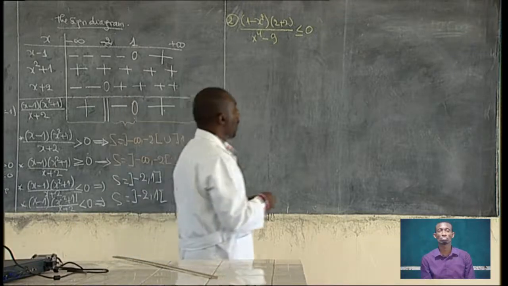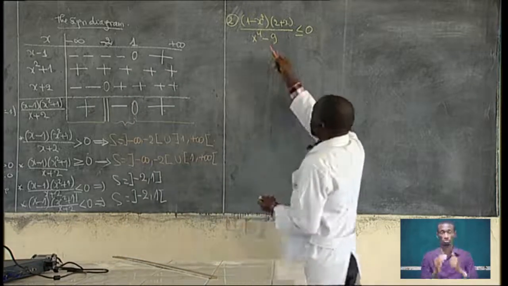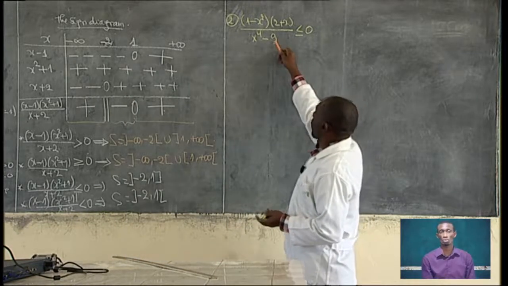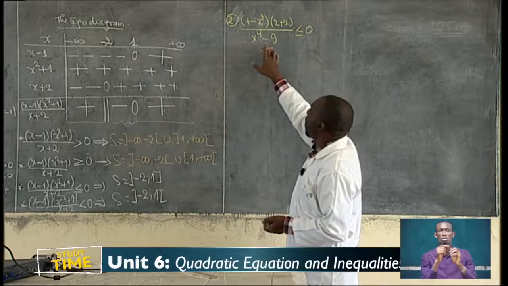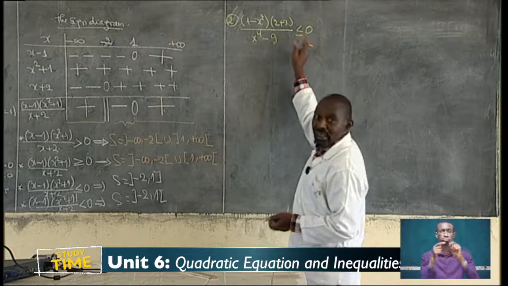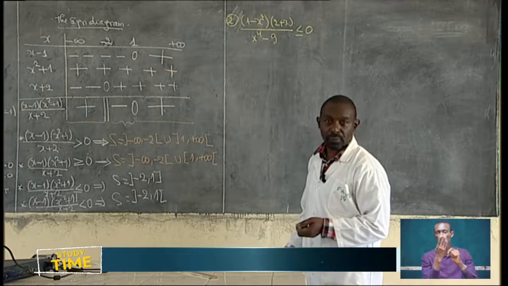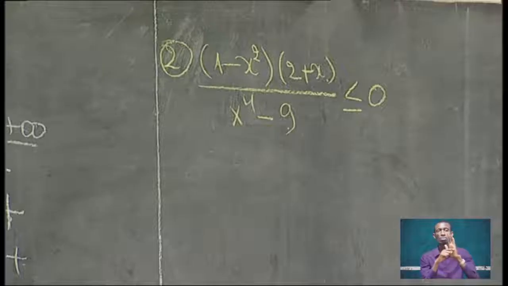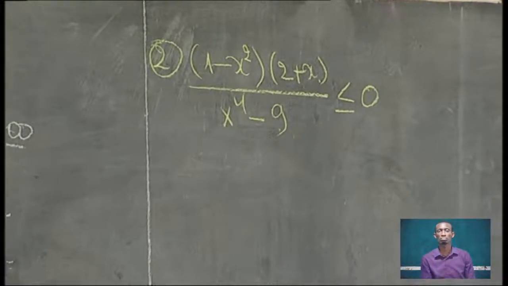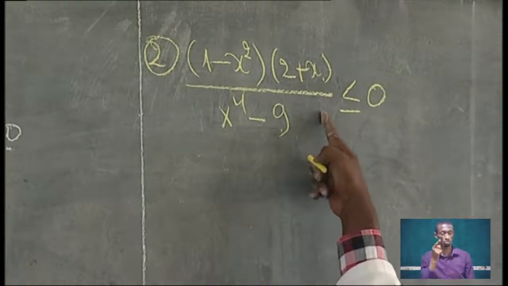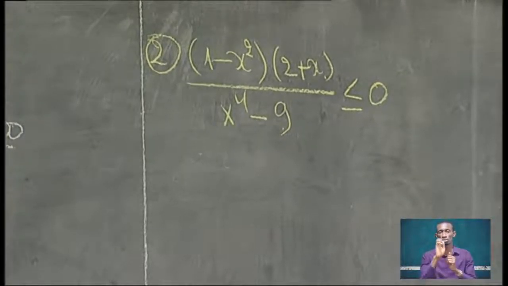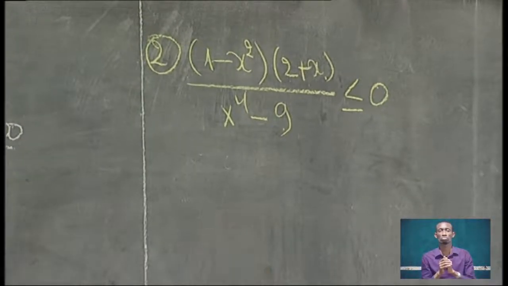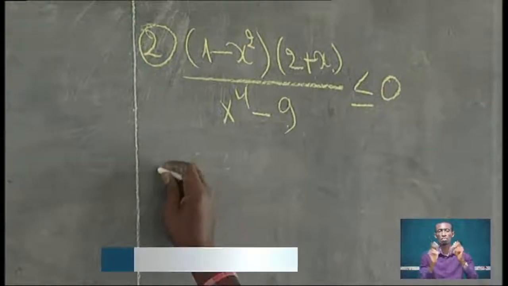We have our inequality. It is (1 minus x squared) times (2 plus x) divided by (x power 4 minus 9), which is less than or equal to 0. As we did before, we are going to change this inequality into an equation so that we can have our critical values easily, right?